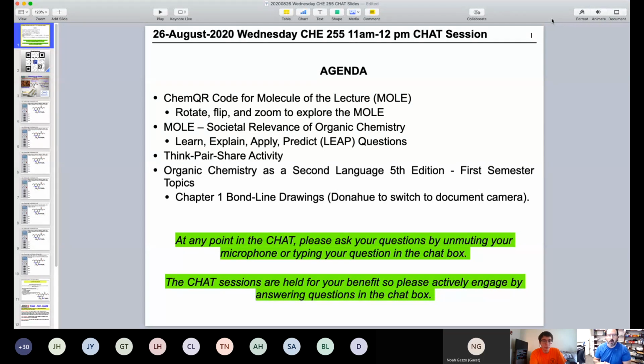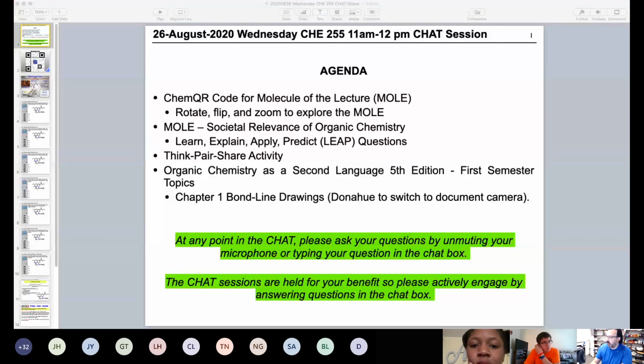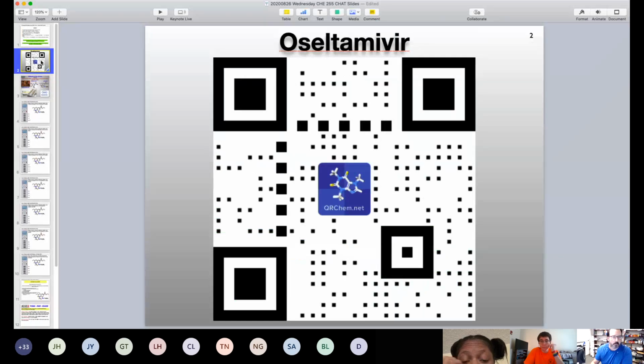Okay, so again, we're going to start with a QR code for the molecule of the lecture. Then we'll have, it looks like, 6 or 7 questions on that. We'll do some of the think, pair, share activities, and then we'll get back to the workbook. As I mentioned in a couple of the announcements, please make sure that you are keeping up with doing some homework problems each day from the homework sets and the Orion sets. Then you're going to have your first exam coming up this August 31st, Monday.